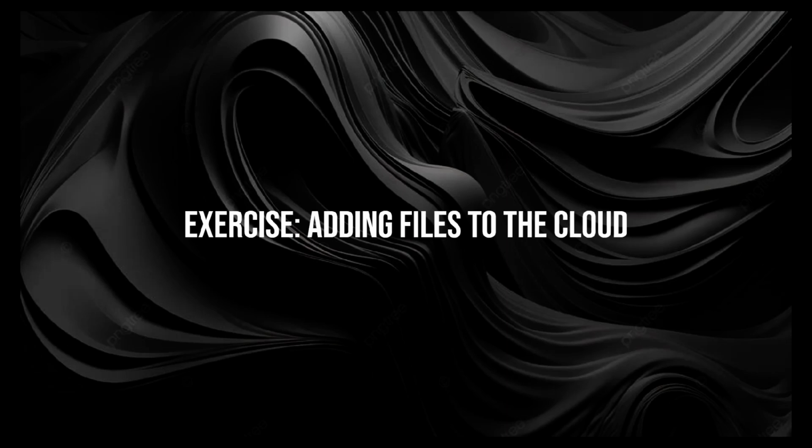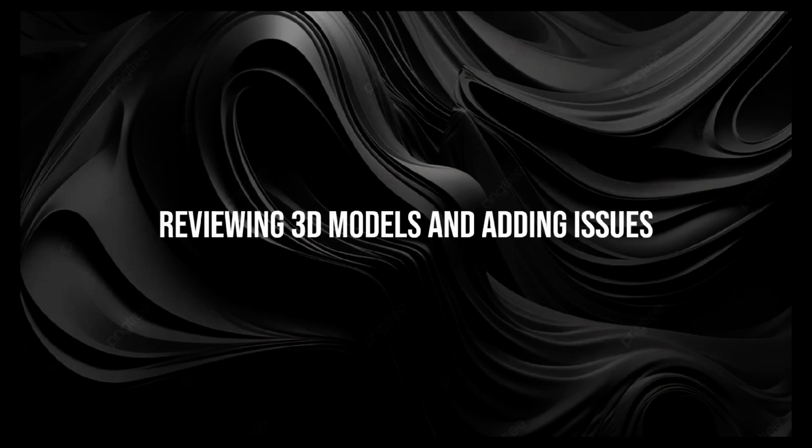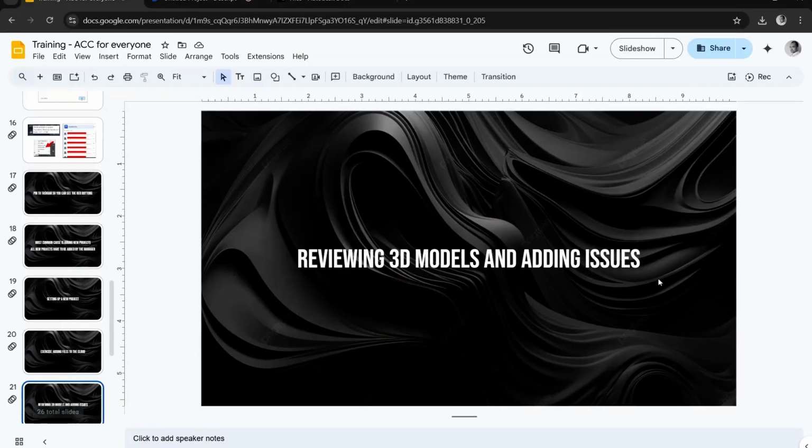So how do you add files to the cloud? It's super easy. What you have to do is just navigate to the folder structure, open the folder you want to drop the file in, drag and drop, and that's it. As you can see on the screen, it's super easy to do. And how do you review 3D models? Reviewing 3D models is also pretty standard.